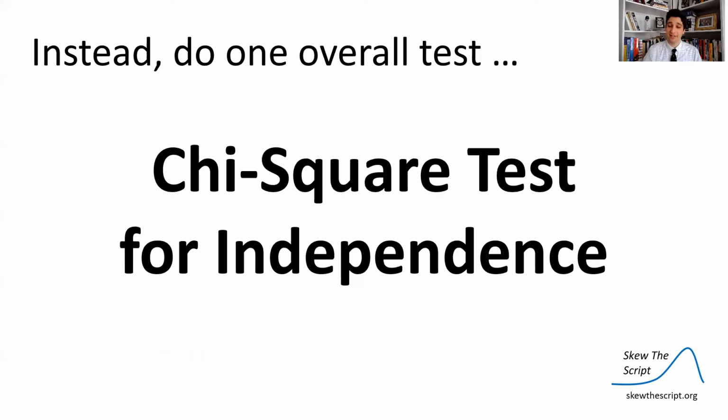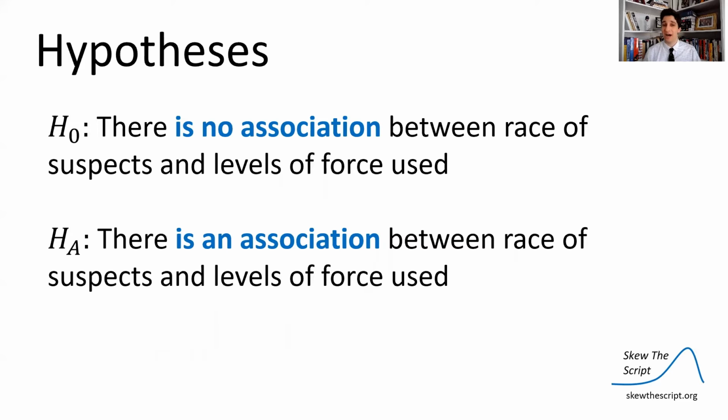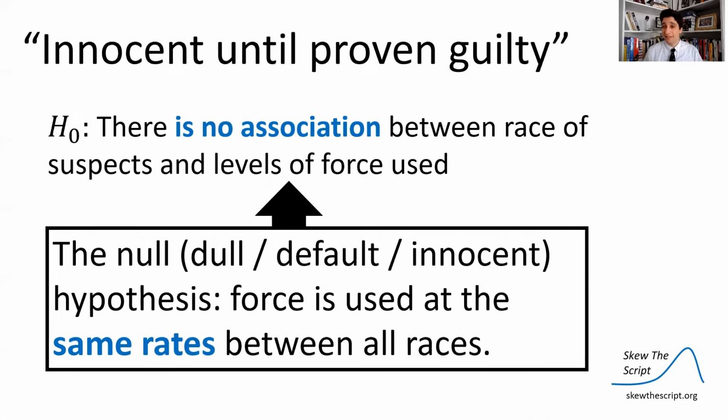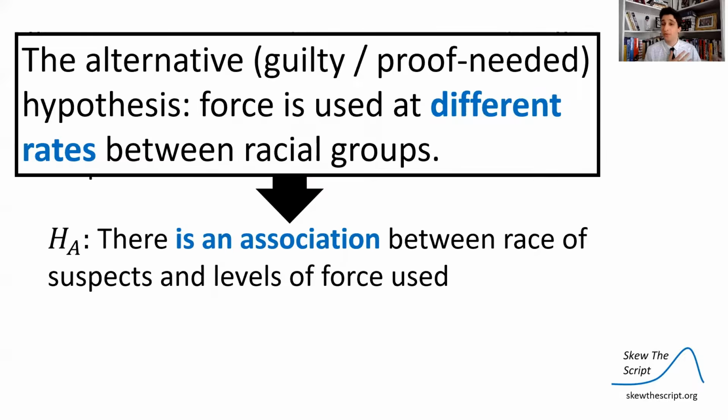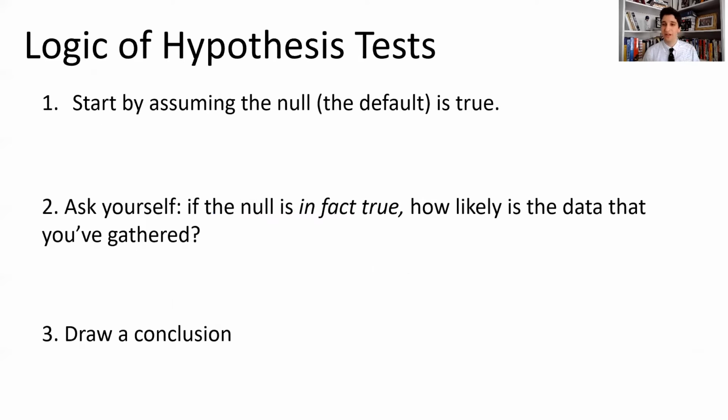This is the chi-squared test for independence. Here are the hypotheses. The null is going to be that there's no association between race of suspects and level of force used. And the alternative is going to be there is an association between those variables. In this case, it fits into our innocent until proven guilty framework. The null is going to be that force is used at the same rate between all racial groups. And the alternative that we need proof for is that the force is going to be used at different rates between racial groups.